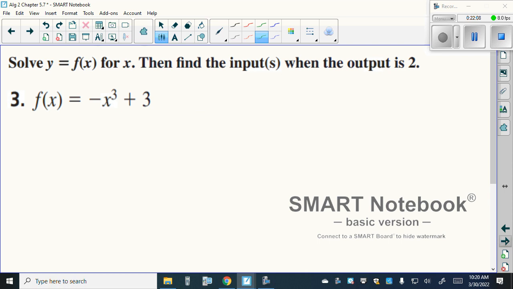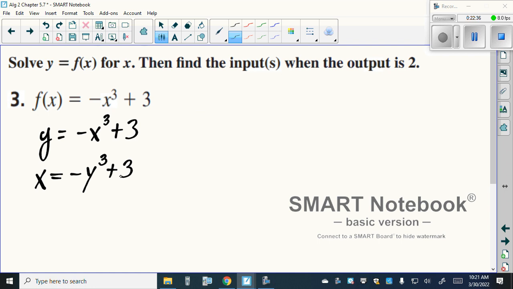All right, let's look at the next one. f of x equals negative x cubed plus 3. What can we do first? Yeah, so y equals negative x cubed plus 3. And I think some of you have already switched it to x is equal to negative y cubed plus 3. I write that out just so we can see it, but again, you don't have to write that out. We could go straight from f of x equals negative x cubed plus 3 straight to x equals negative y cubed plus 3.